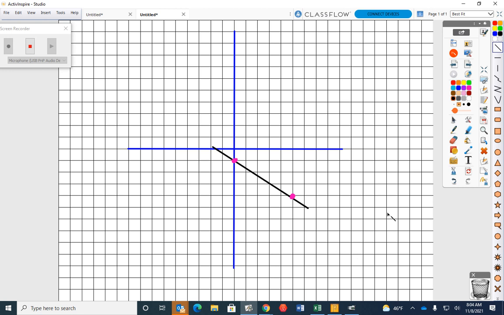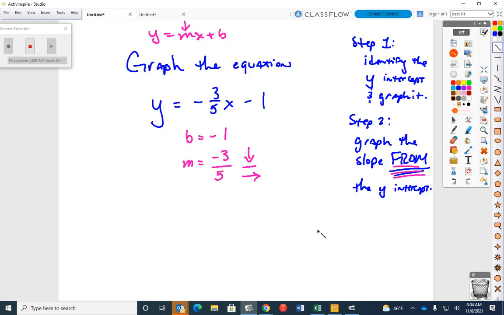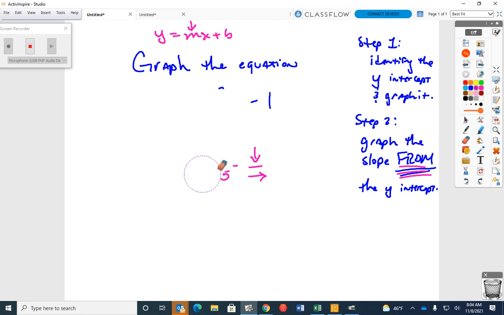Okay? Shall we try another one? Yes, we shall. Question? Graph it. Identify the y-intercept and graph it. All right, let's try another one. Here is my equation. Y equals negative 2x plus 3. Okay, copy that equation.